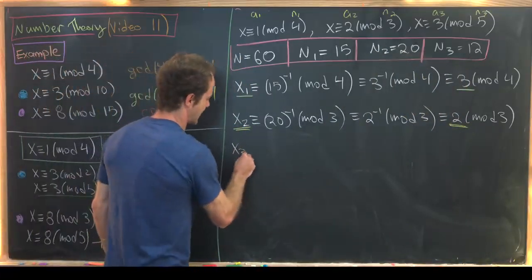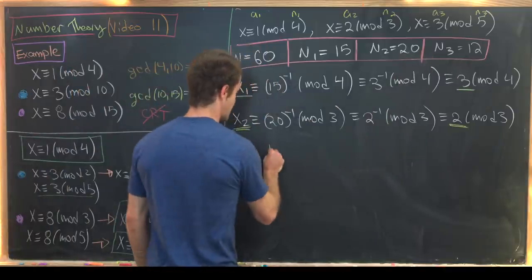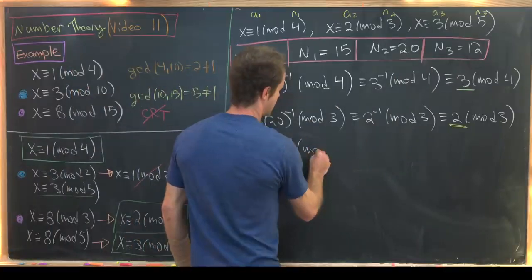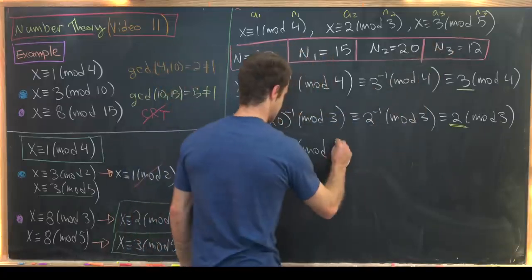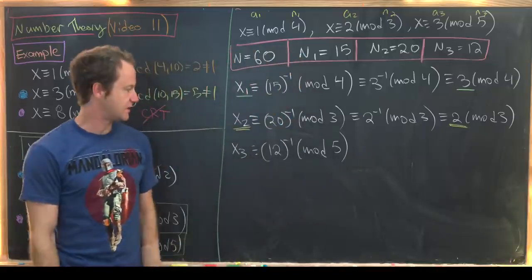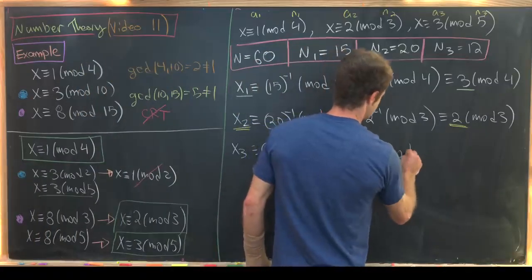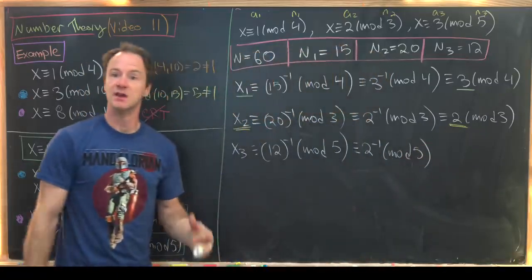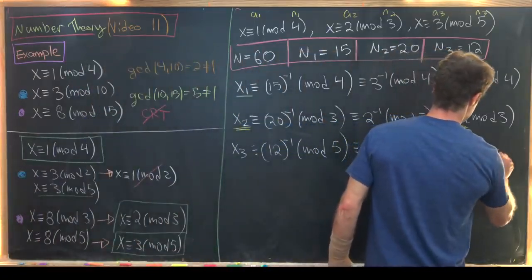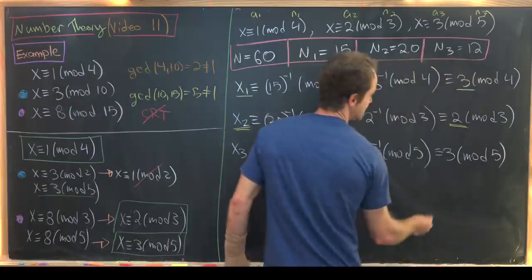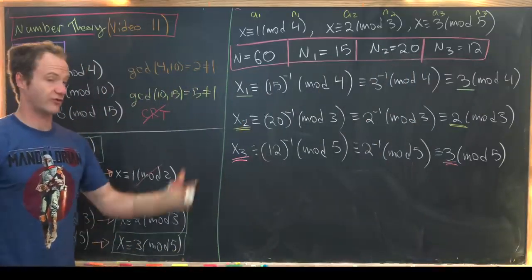Now finally, let's calculate our x3. So our x3 should be capital N3 inverse, that's 12 inverse, modulo little n3. Notice our little n3 is 5. Again, we can do some simplification. Notice that 12 is 2 mod 5. So that means we need 2 inverse mod 5. 2 times 3 is 6, which is 1 mod 5. So that means 3 is that inverse. So we have this is 3 mod 5. So that means x3 is equal to 3.